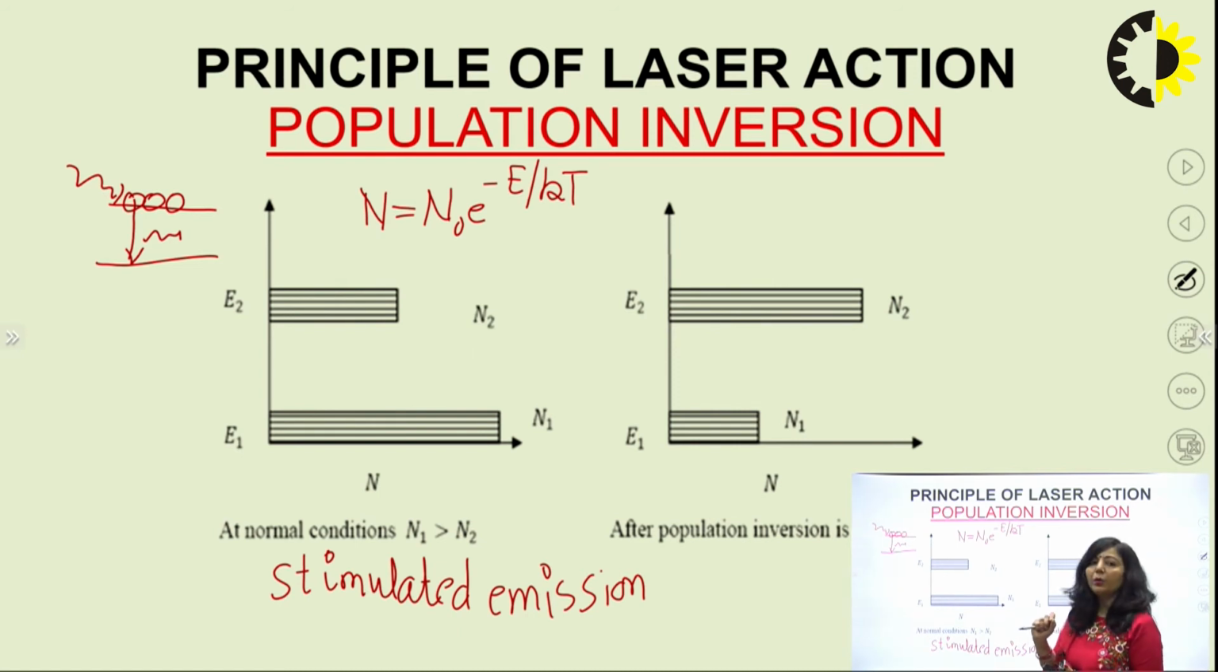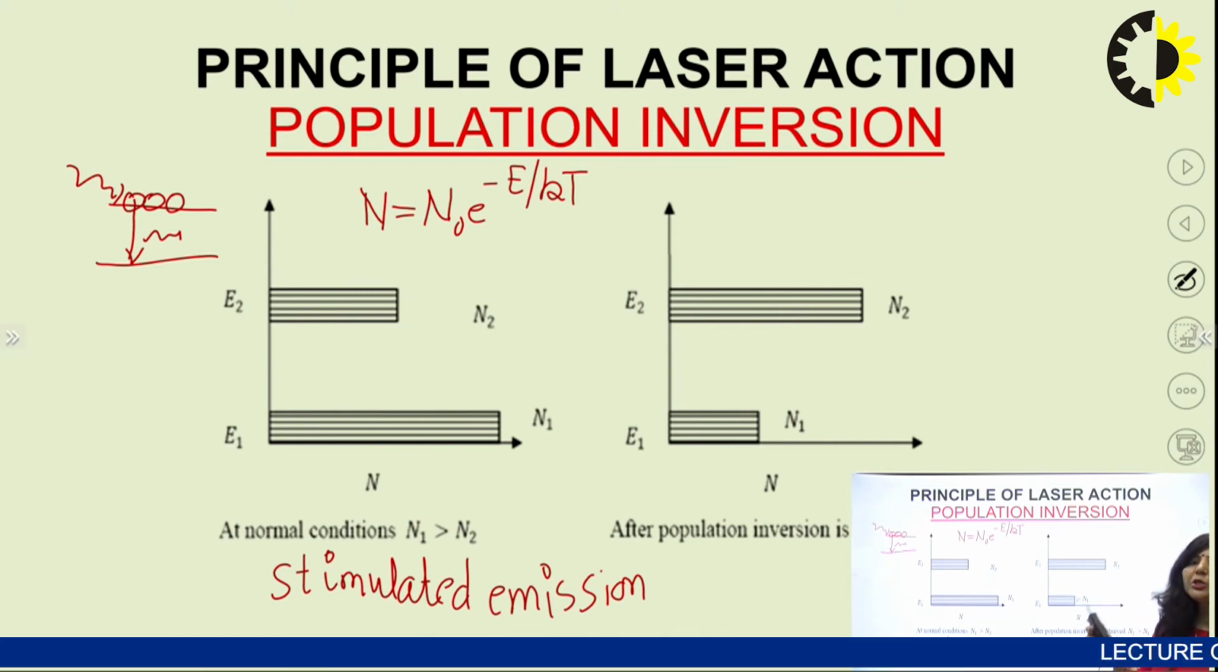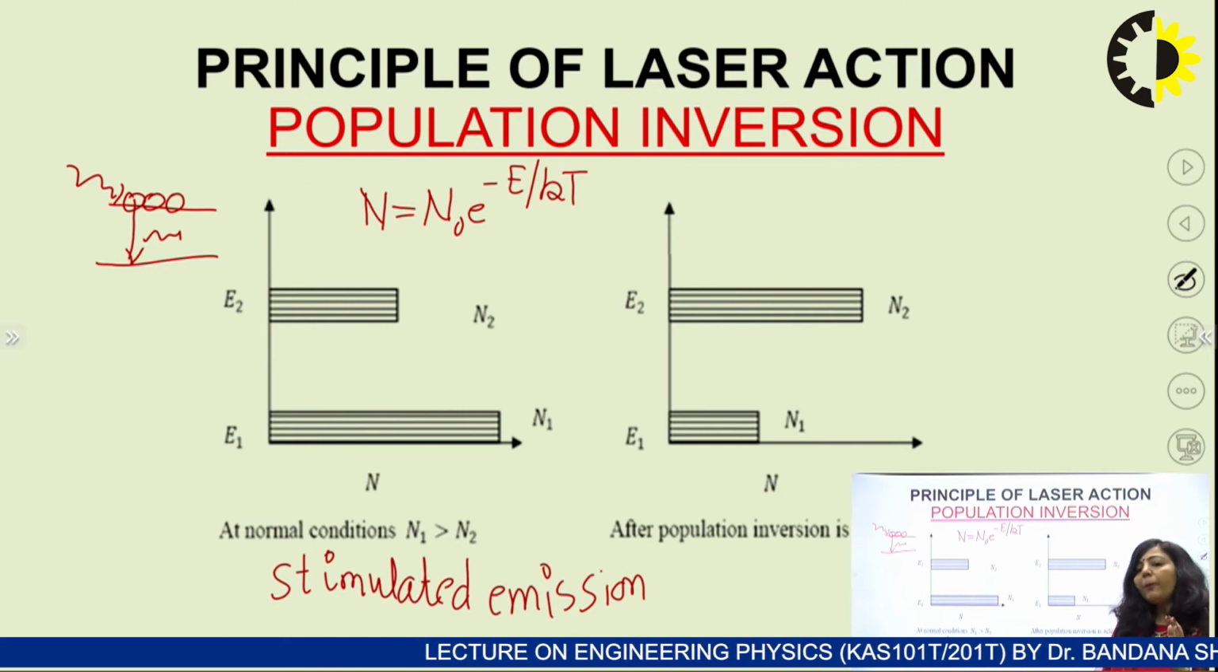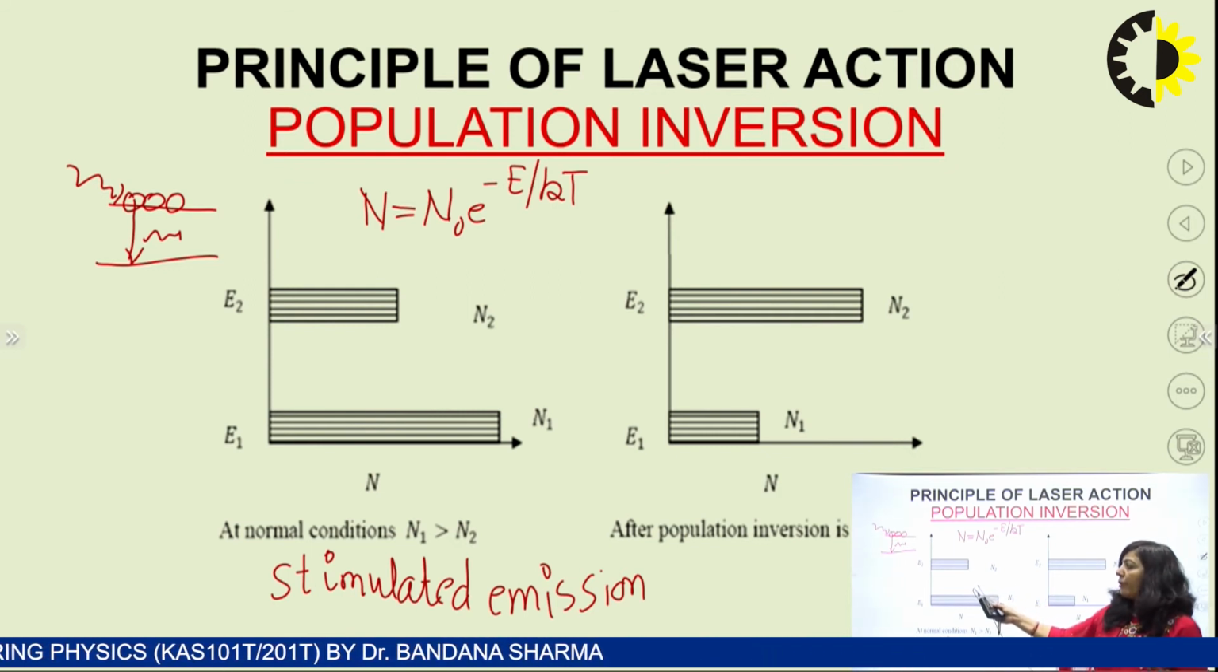So what do you have to do? Somehow you have to invert the population, means somehow you have to invert this normal condition. This is the state which you have to achieve in order to get an amplified laser beam: you have to make the population of the high energy level exceed that of the ground state. Once you achieve that, that particular state is known as the population inversion state. So I hope the meaning of population inversion is clear now. Normal population is that you have greater population in the ground state.